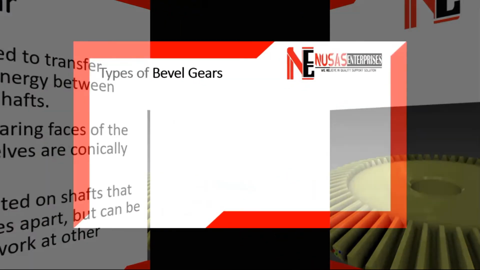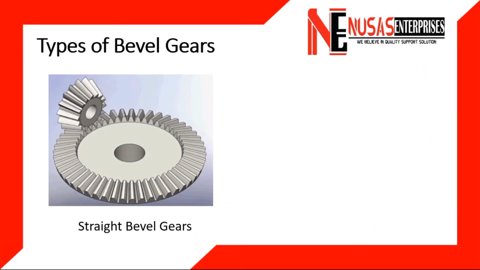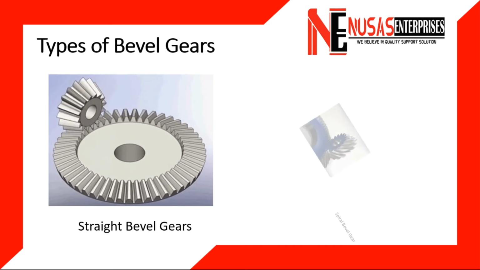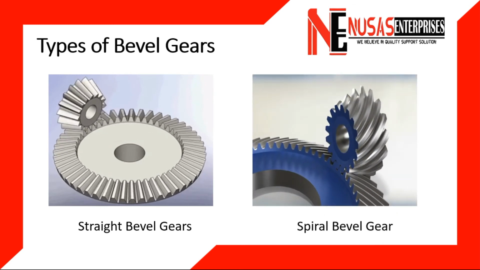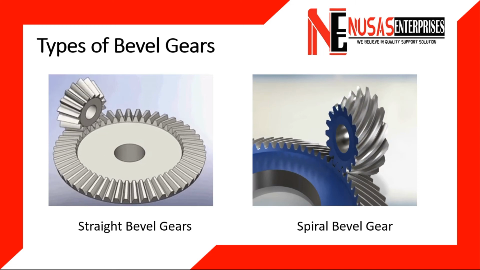Bevel gears are further divided into three types. Number 1. Straight bevel gears. Straight bevel gears have conical pitch surface. The teeth are straight and tapering towards apex. Number 2. Spiral bevel gears. Spiral bevel gears have curved teeth at an angle allowing tooth contact to be gradual and smooth.